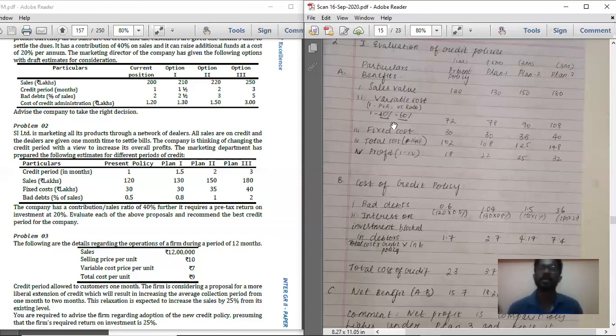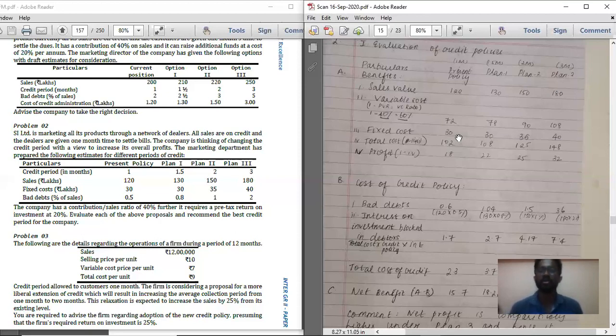Below that, small Roman number 3, fixed cost. What are the different fixed costs? They themselves have given 30, 30, 35, and 40. Take down: fixed cost, present policy 30, then plan 1 30, plan 2 35, and plan 3 40.